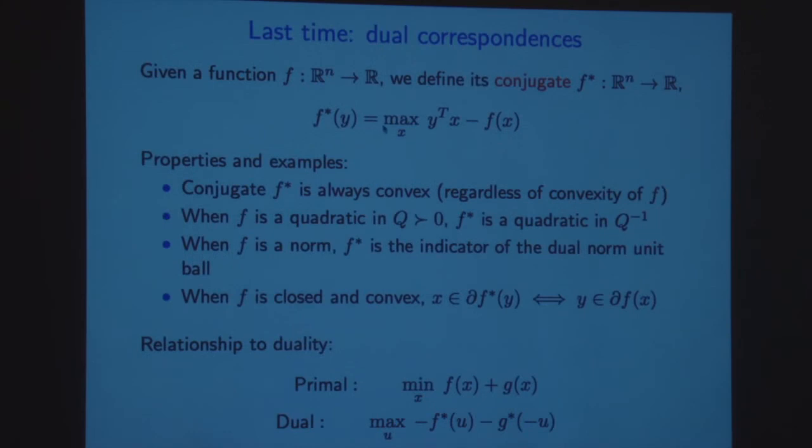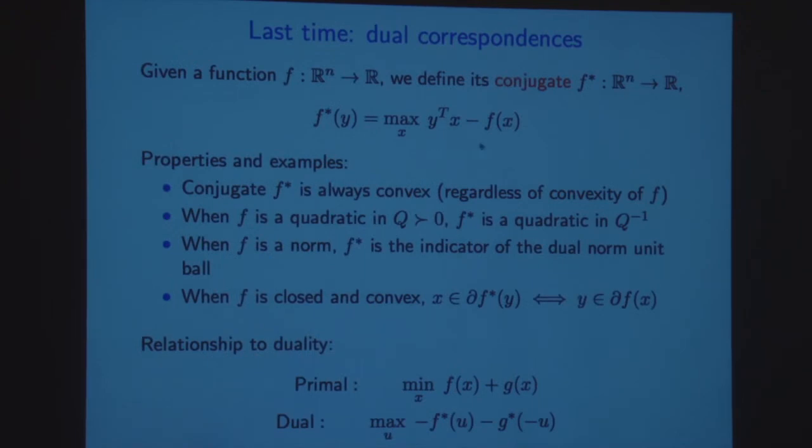If we think of this as minus the min of f of x minus y transpose x, then this looks kind of like a step we would do in the minimization of the Lagrangian. So we saw it's very related to duality in that sense. Some of its properties: the conjugate was always convex, regardless of the convexity of f. It's a pretty interesting property of the conjugate function.